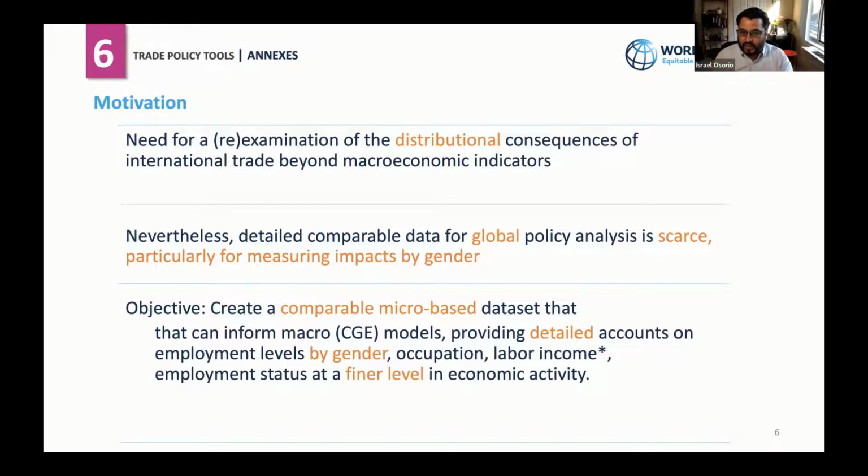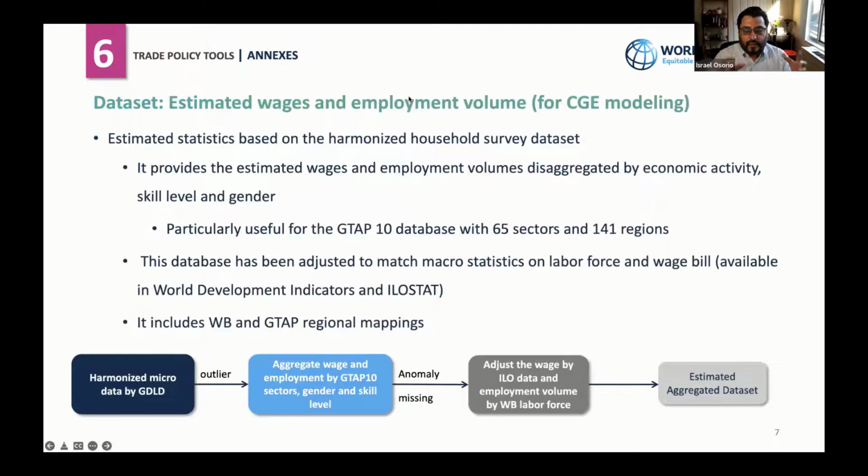We are now working with the ILO. We are working now with the jobs team at the World Bank to bring more of these household surveys to create both the wage bill and the volume of labor and wages in a globally consistent database that can be used for doing CGE models. And we disaggregated this by skill level and by gender. There is a strong process in doing that.